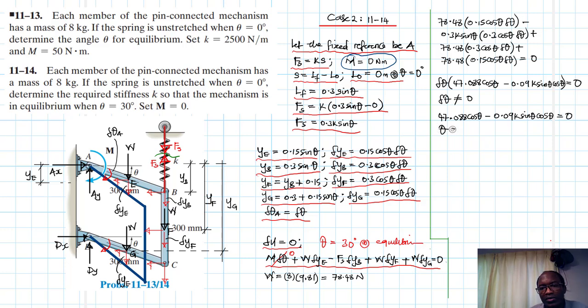But we've been given theta is equal to 30 degrees. This is theta at equilibrium. Okay, so we want to find the value of K. So if we are to plug in theta in there, then our K just becomes equal to 47.088 cos 30 divided by, what's the value there? We have a 0.09 sine 30 degrees. Okay, let me write this properly. Sine 30 degrees cos 30 degrees.